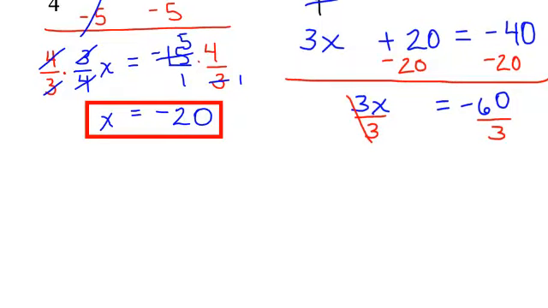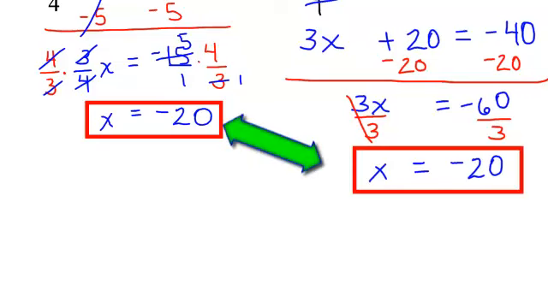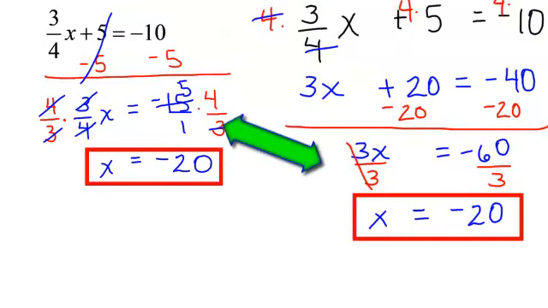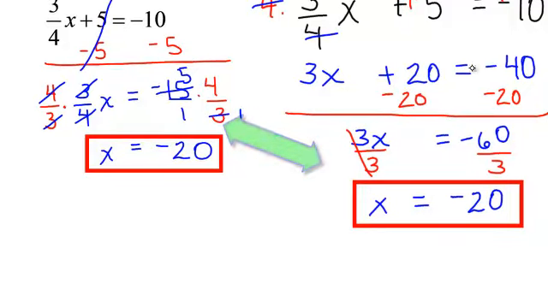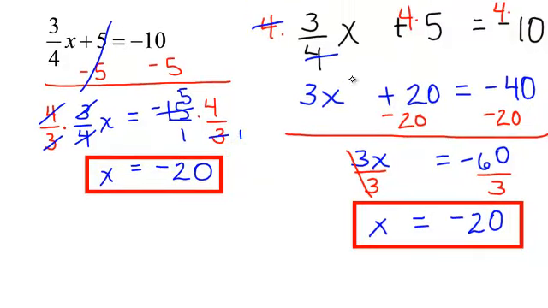X will equal negative 60 divided by 3 is a negative 20. Would you look at that? The same answer. So the second method, what I did was I wanted to get rid of the fractions immediately, and I multiplied every term by the least common denominator and still got x is equal to negative 20.